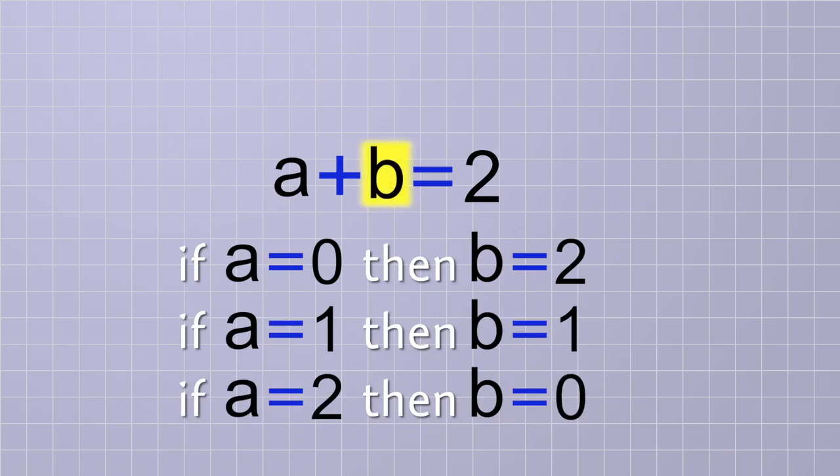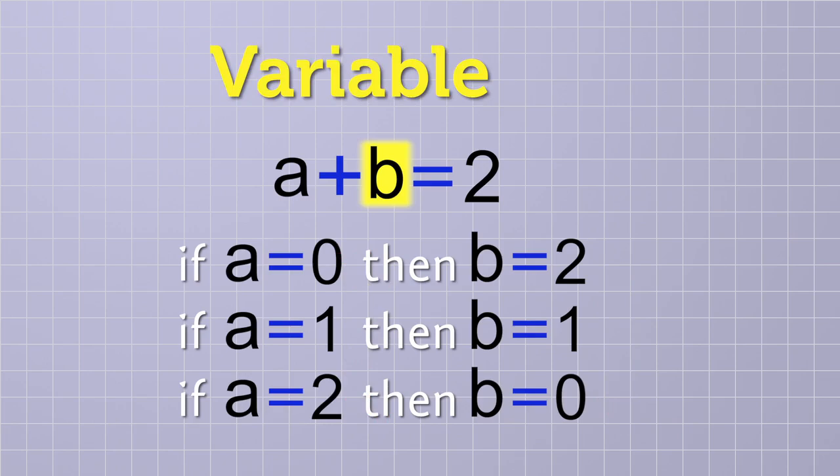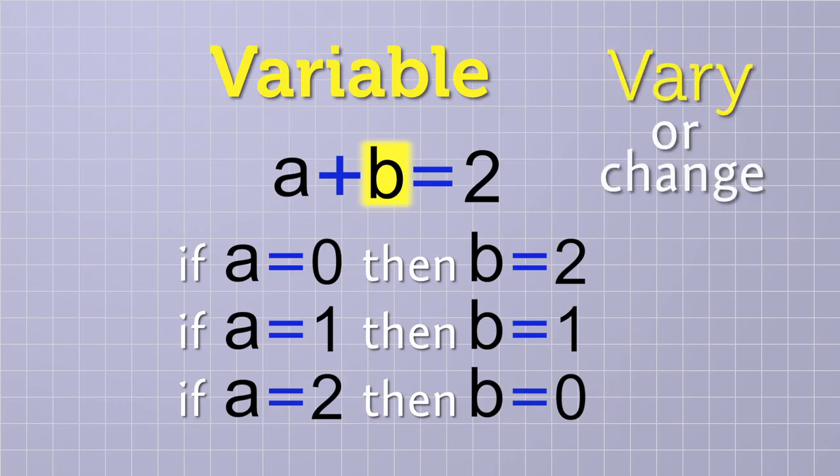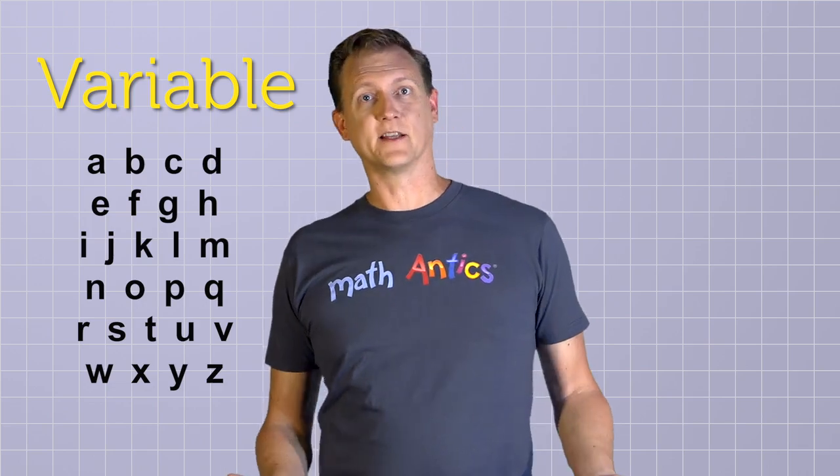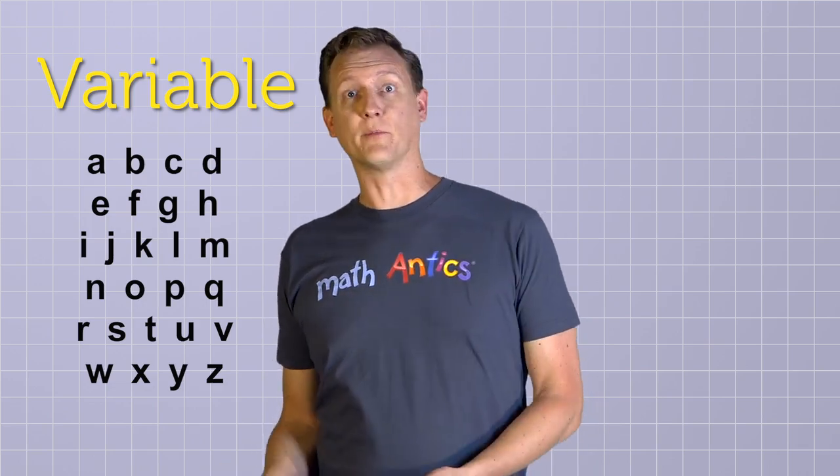b can't have two different values at the same time, but its value can change over time if the value of a changes. In algebra, b is what's called a variable because its value can vary or change. In fact, in this equation, both a and b are variables because their values will change depending on the value of each other. Actually, it's really common in algebra to refer to any letter as a variable, since letters can stand for different values in different problems.